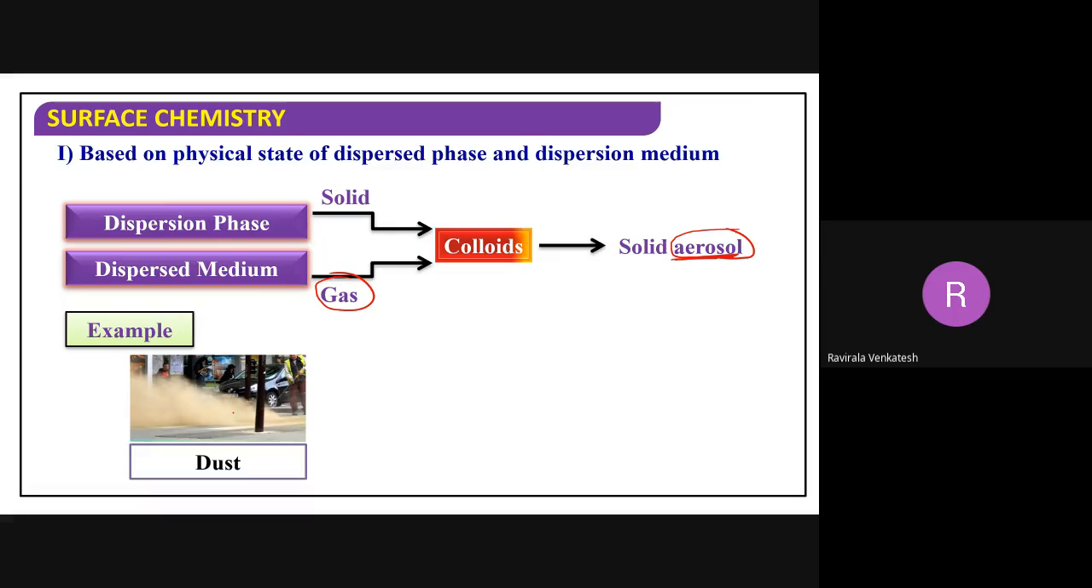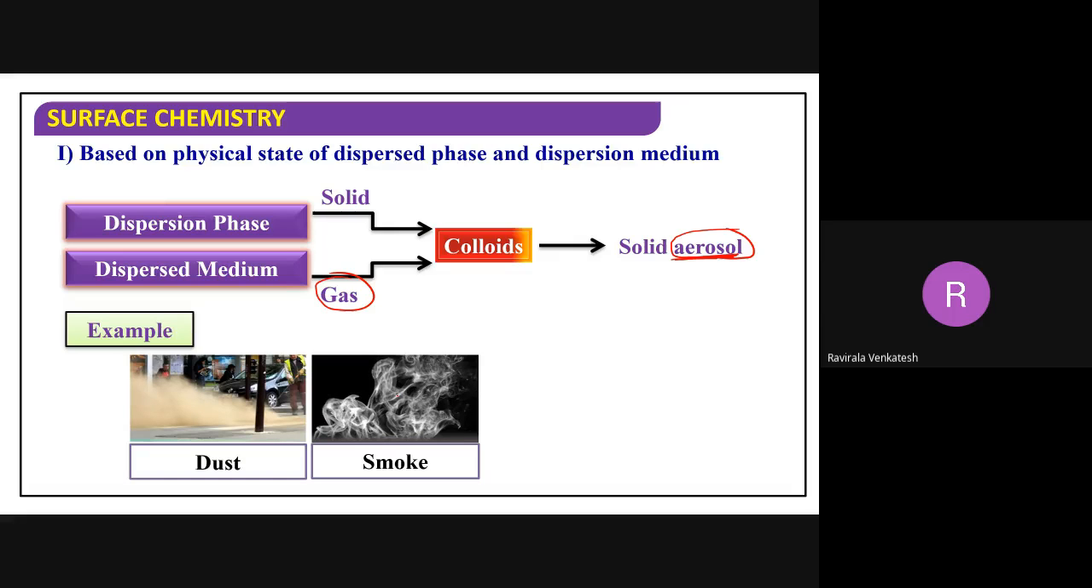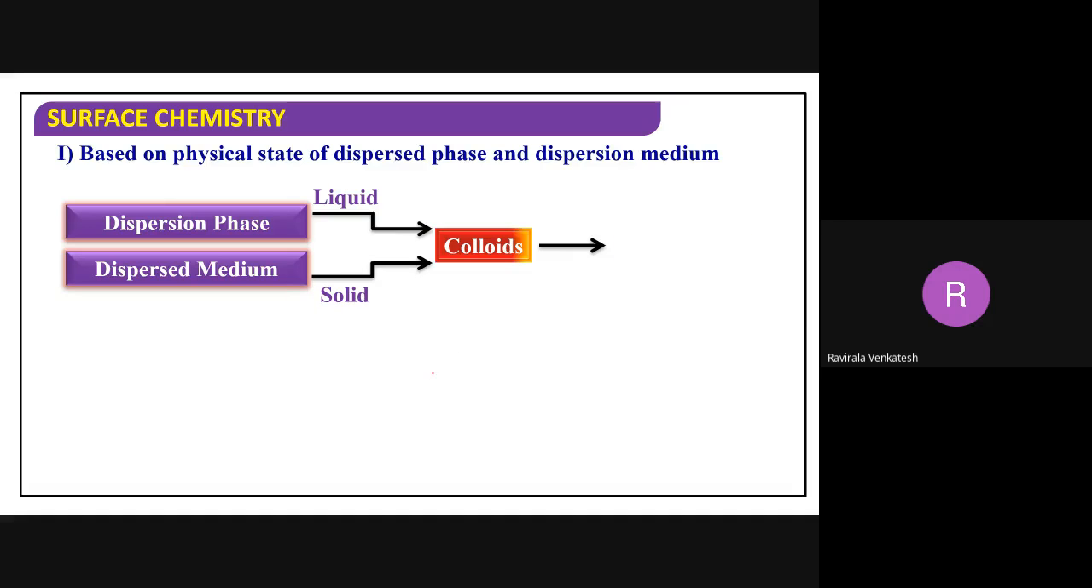The dust is in solid phase and the air is in the form of gas phase. Smoke particles in air can be taken as an example.